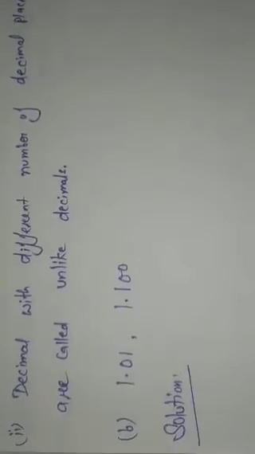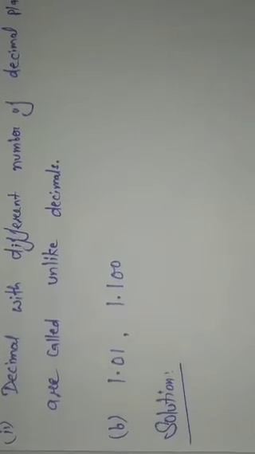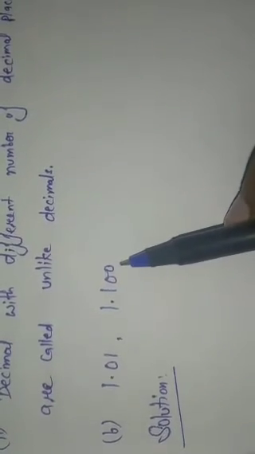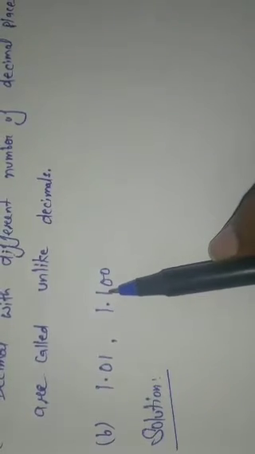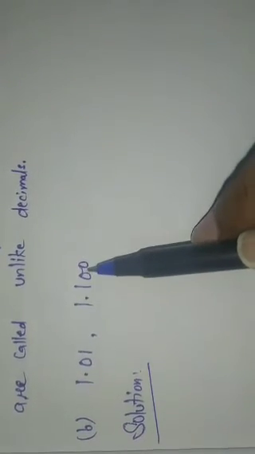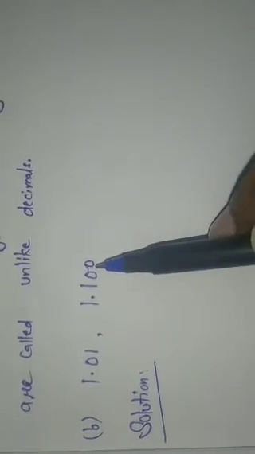Okay, now students see the B part. In B part the numbers have been given 1.01 and 1.100. In the first number after decimal there are 2 digits. Decimal के बाद क्या? 0 है, then 1 है. And in the second number after decimal there are 3 digits, 1, 0, 0. In this question it has been asked to put a tick on the like decimals. So you will find out whether it is like decimal or not. यहाँ 2 digits हैं, decimal के बाद यहाँ 3 हैं, so it is not like decimal, it is unlike decimals.